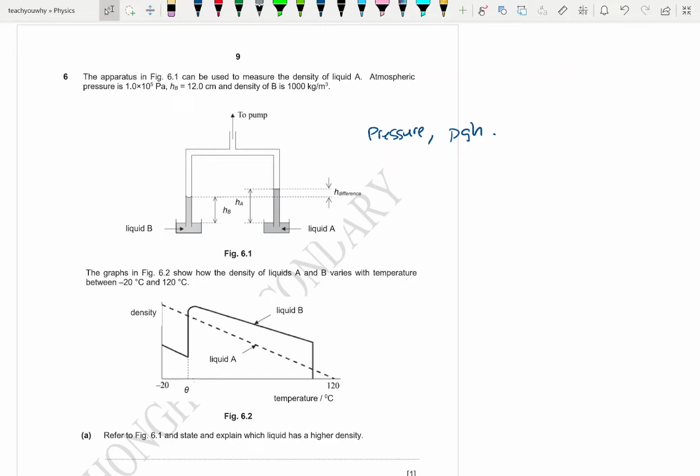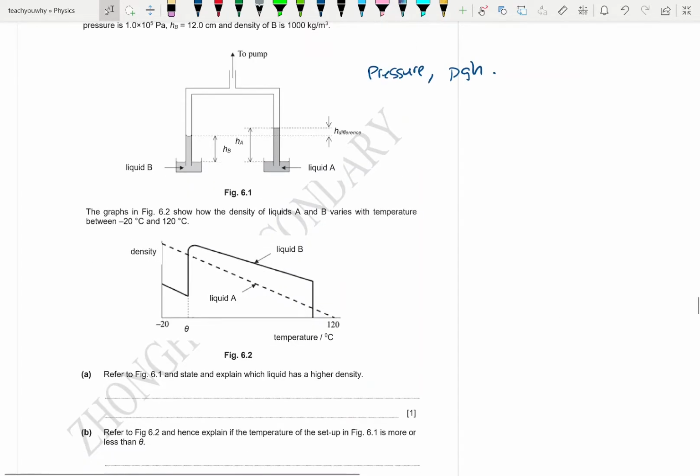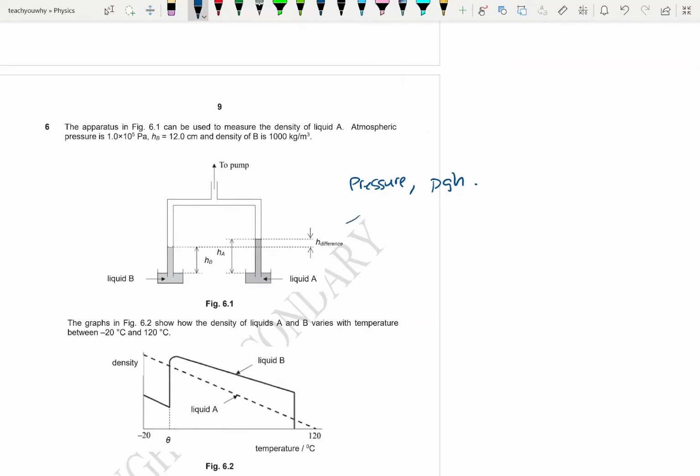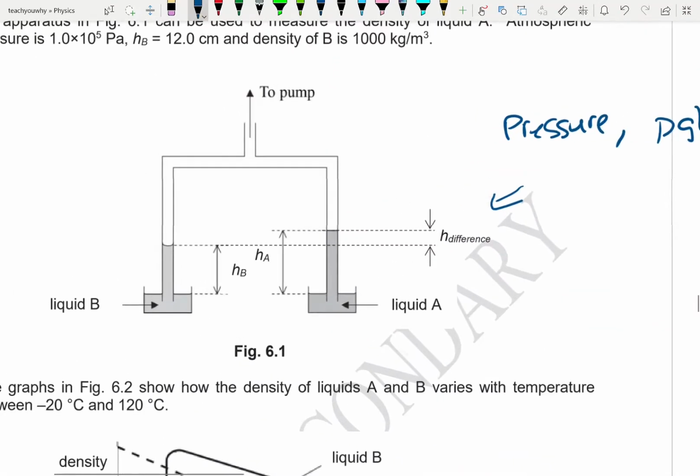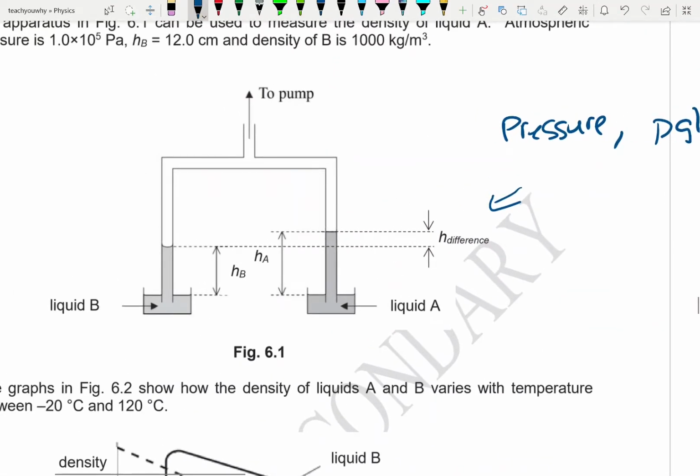Okay, so the graph in figure 6.2 shows how the density of liquid A and B varies with temperature between minus 20 degrees Celsius to 120 degrees Celsius. Refer to 6.1 and state and explain which liquid has a higher density. So we refer to this diagram. So how do we read this? First of all, we need to understand that here is atmospheric.